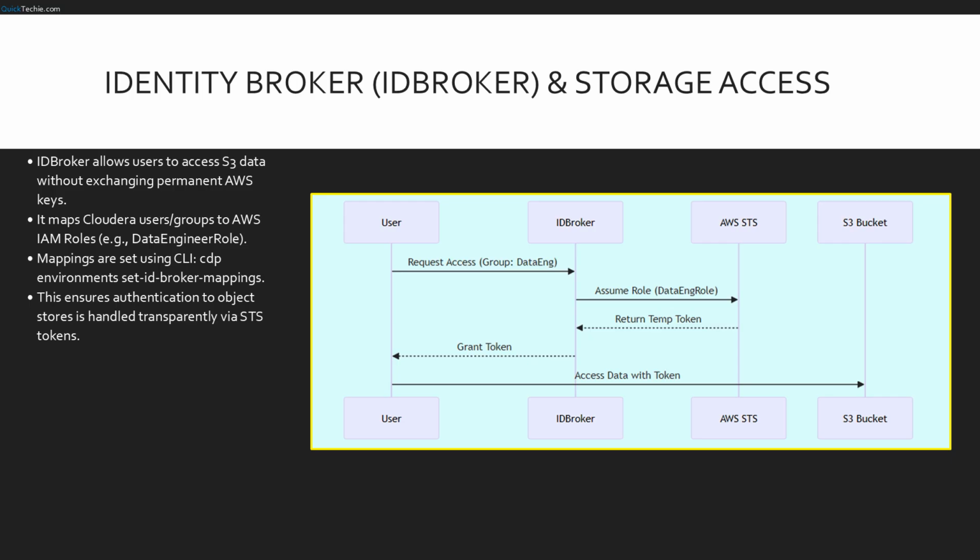Follow the sequence of a storage request. The user requests access based on their group, for example, data engineering. The ID Broker intercepts this and requests to assume role from AWS STS on the user's behalf. AWS returns a temporary token. ID Broker passes this token to the user's job, allowing it to directly access the S3 bucket securely. This eliminates the risk of long-term keys being leaked.